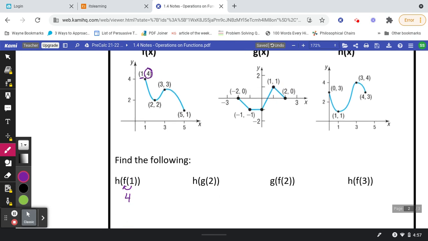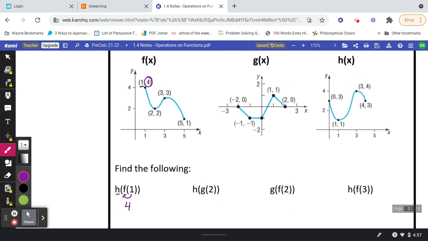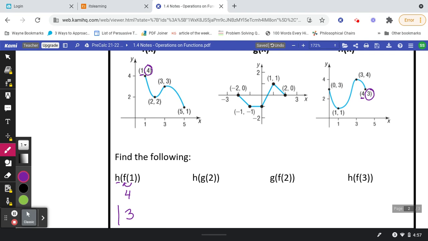Now what we'll do is we'll go over to our h function and look for where 4 is the x value so that we can find the y value that goes along with it, which would be an answer of 3. Notice one thing. There are lots of different numbers here that repeat. You're always looking for the x so that way you can find the answer of y.